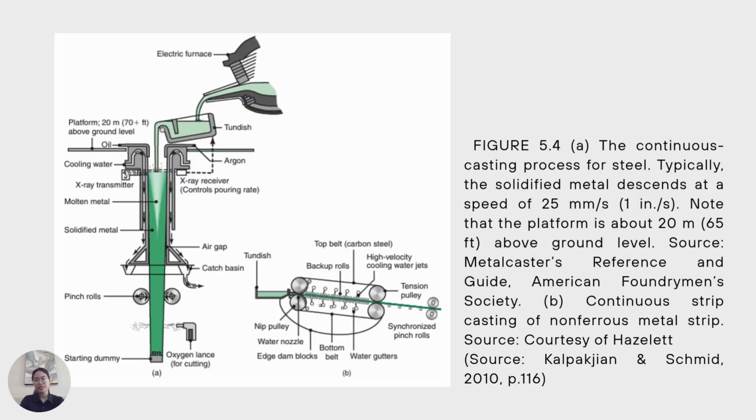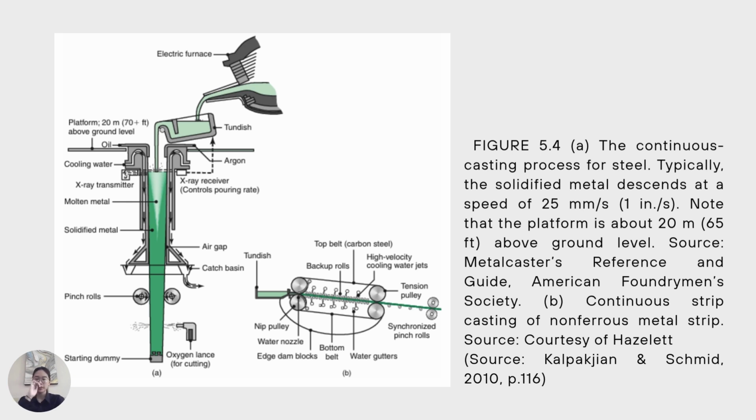This figure shows the continuous casting process, which has almost completely replaced traditional ingot casting in modern steel production. It's a highly efficient process that converts molten steel directly into solid slabs, billets, or blooms, eliminating several intermediate steps. Now let's walk through how the system works.